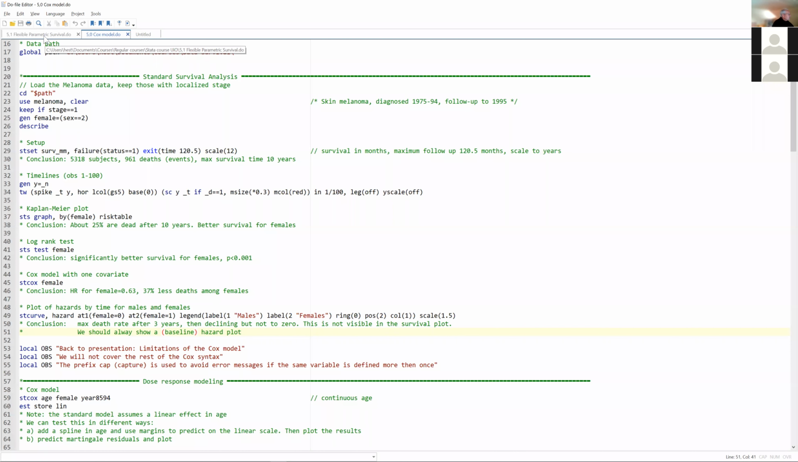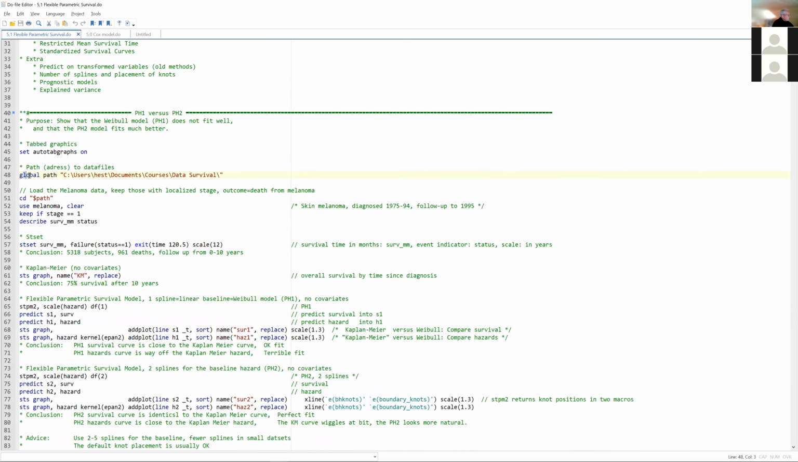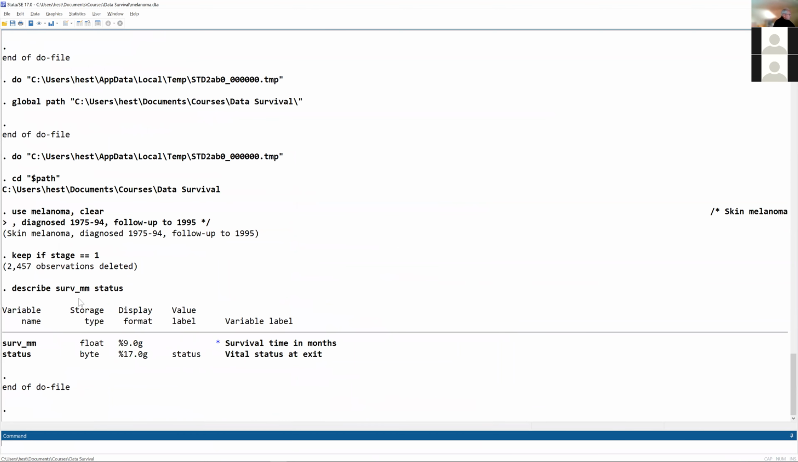So now I go to my second syntax file, flexible parametric survival. I again tell Stata where my data files are found, and then I read in the melanoma data this time. And I do a description of the melanoma data here. So we have again surv_mm, survival time in months. We have status, the vital status at exit, and that's pretty much what we need here.